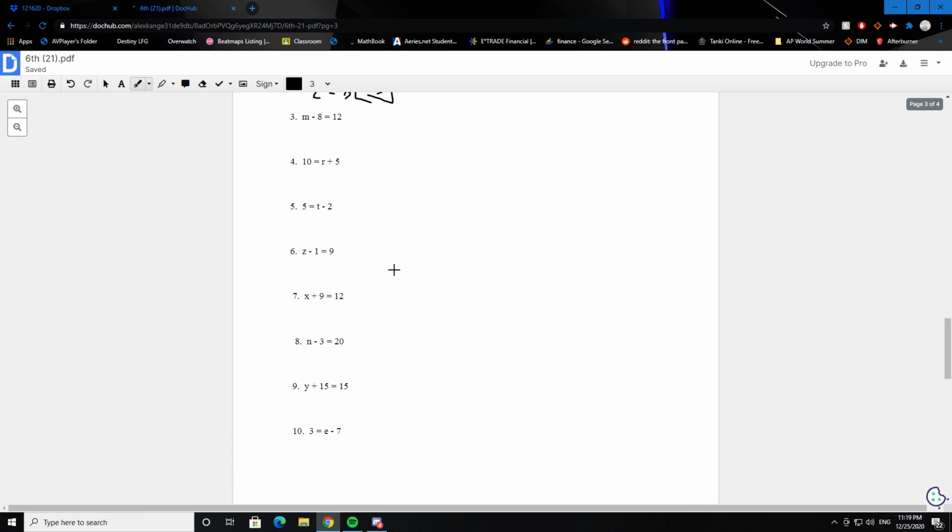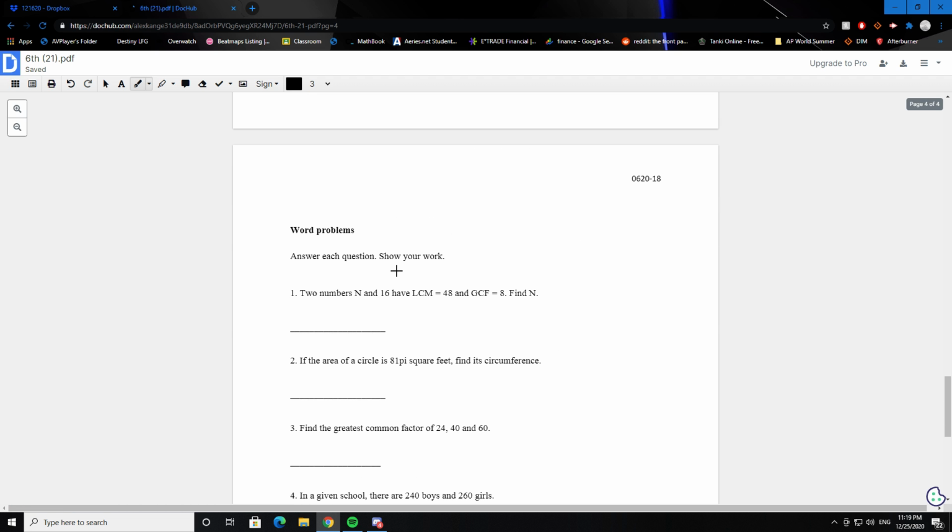And lastly, we'll do some word problems. I'm gonna run out of time if I do all of these, so I'll just do 2. Two numbers n and 16 have an LCM of 48 and GCF of 8. Find n. Okay, so when you're doing word problems, I always tell my people this: always look for the most important terms, terminologies and values they give you. So here, two numbers n and 16 have an LCM of 48.